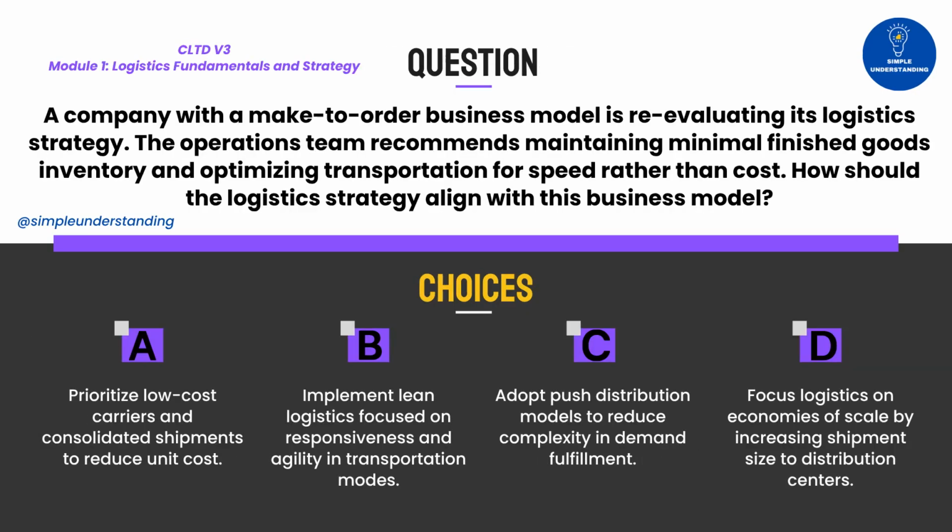Question 3. A company with a make-to-order business model is re-evaluating its logistics strategy. The operations team recommends maintaining minimal finished goods inventory and optimizing transportation for speed rather than cost. How should the logistics strategy align with this business model?